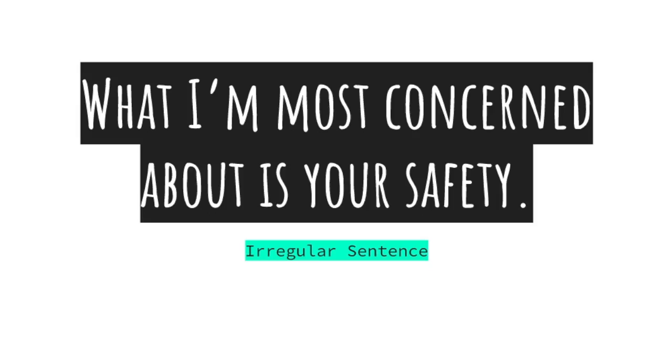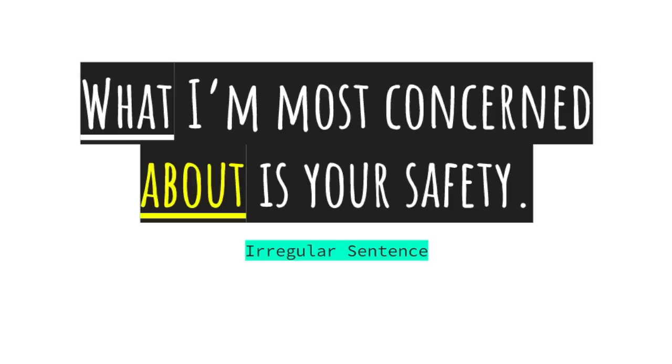What I'm most concerned about is your safety. This is an irregular sentence. What do you think our preposition is? If you said about, you're correct. Now, the tricky part is finding the object of our preposition. Because this is an irregular sentence, the words are kind of out of order. For this sentence, the object of our preposition is what. So our prepositional phrase would be about what.